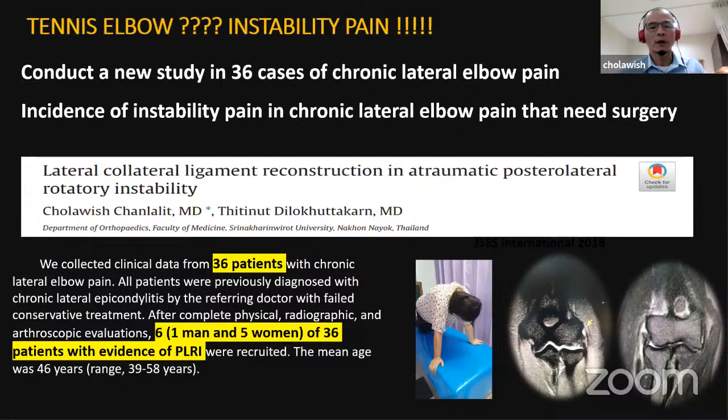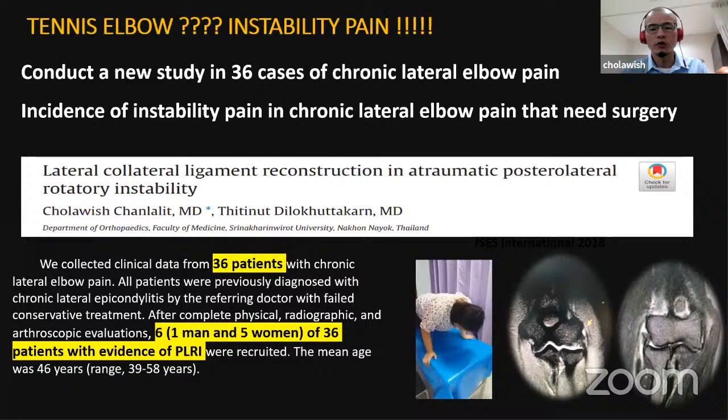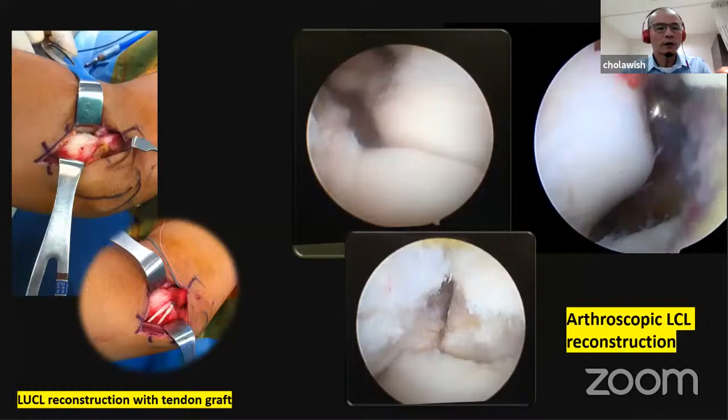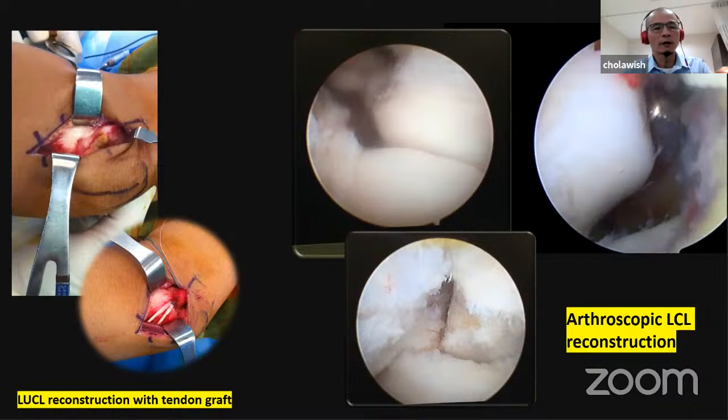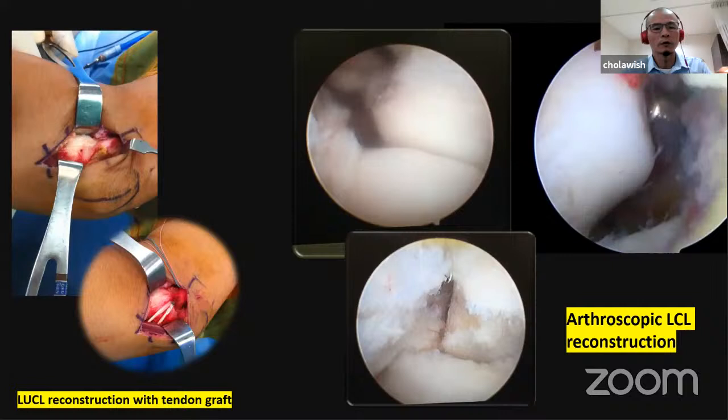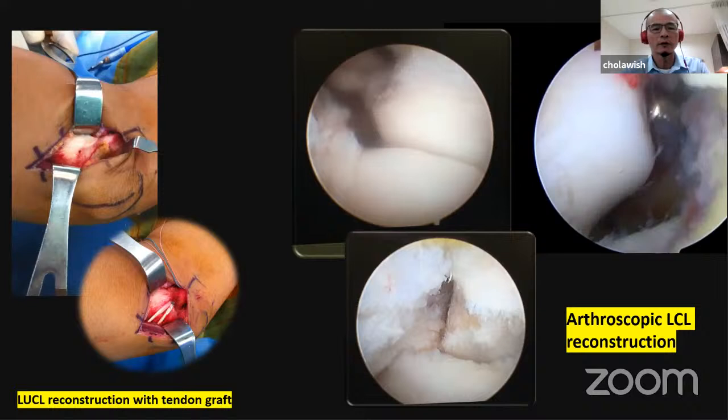Here is a video clip showing this nurse, who had four steroid injections and a chronic lateral elbow pain, and was referred to me for surgery. This video clip shows the posterolateral Dover test positive. I cleaned up the soft tissue and exposed the capsule, and you can see a large amount of motion in the posterolateral Dover test. In that study, I used the palmaris longus graft and reconstruction of the LUCL and showed a successful result.